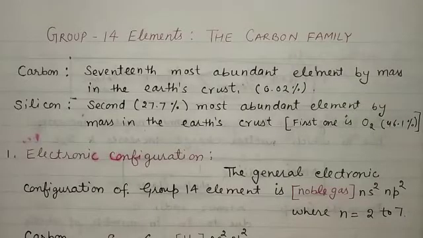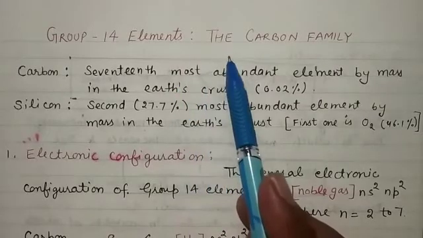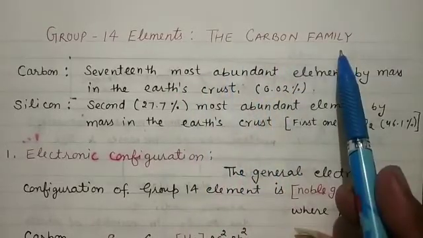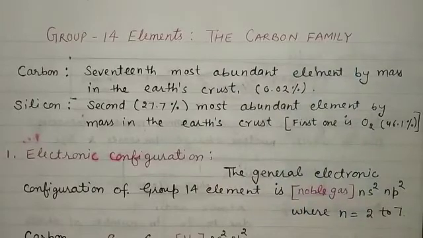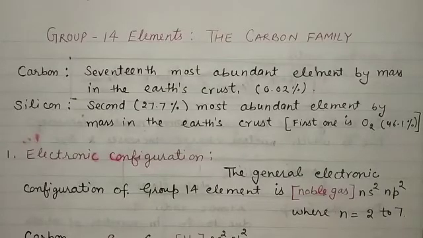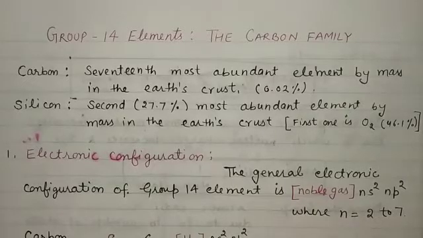Hello students, in today's class we are going to discuss group 14 elements, that is the carbon family. In the carbon family we have 6 elements: carbon, silicon, germanium, tin, lead and flerovium. So first of all we shall discuss carbon.